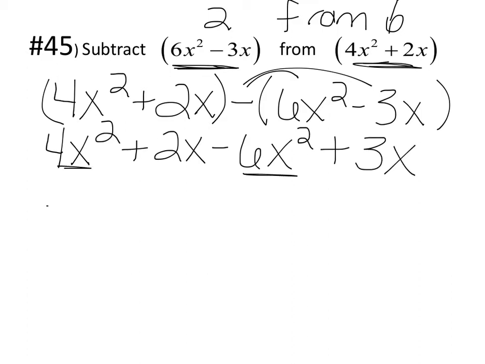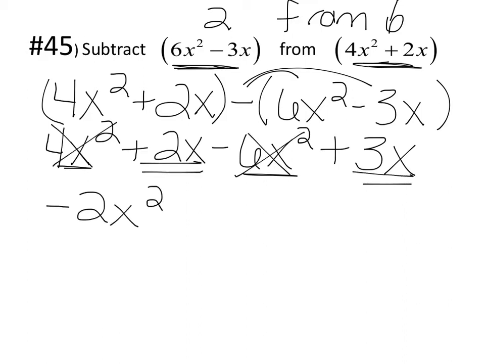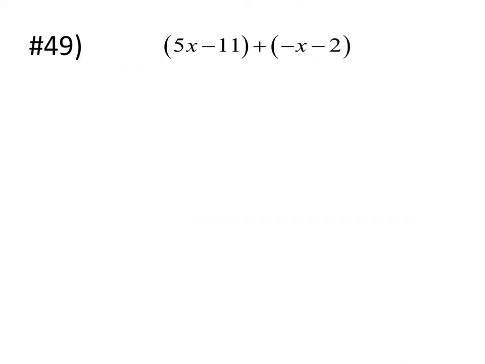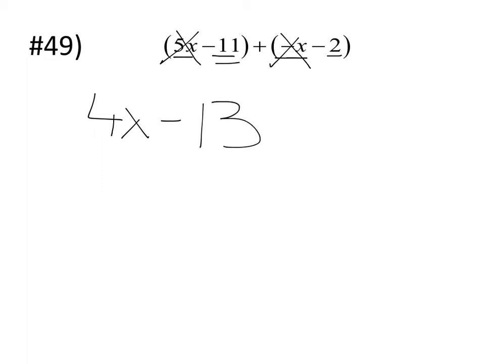4x squared minus 6x squared is negative 2x squared. Just combining like terms. 2x plus 3x is 5x. Okay. So we have 5x minus 11 plus negative x minus 2. Because you're adding, you can just drop the parentheses. 5x minus x is 4x. Negative 11 minus 2 is negative 13.